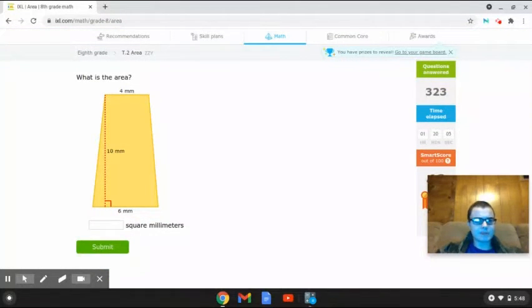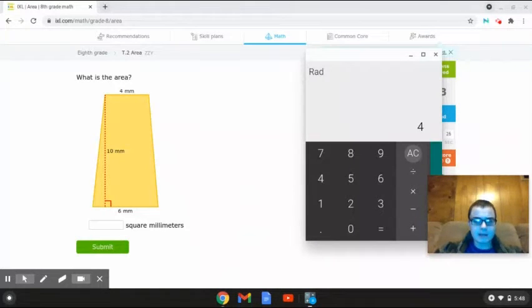Alright, so this next problem reads, what is the area? So as we can see here, base 1 on this trapezoid is 4 millimeters, base 2 is 6 millimeters, and the height is 10 millimeters. And the way that we're going to be solving for the area is by doing the formula, which is base 1 plus base 2 divided by 2, and then multiplying that answer times the height.